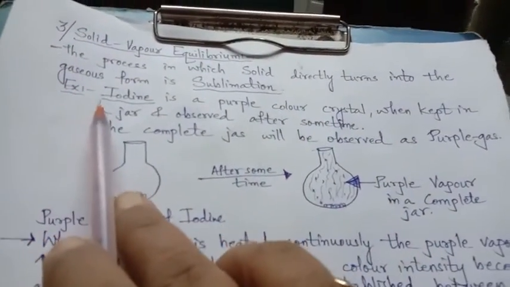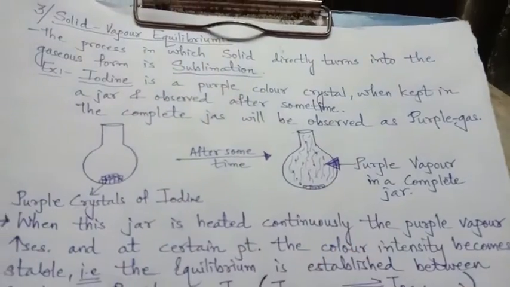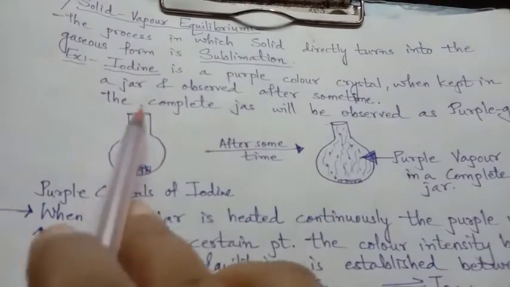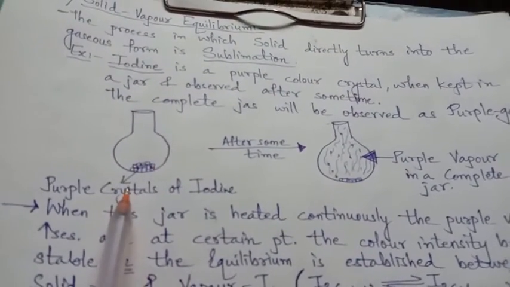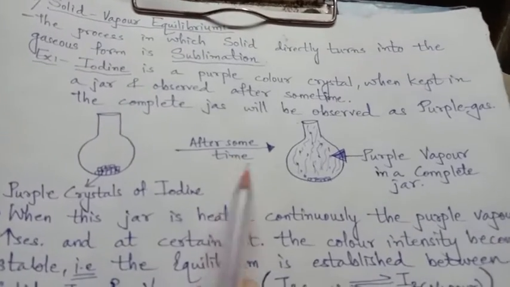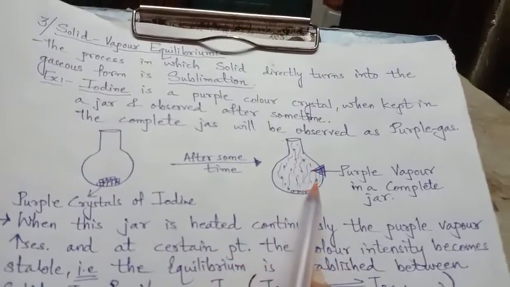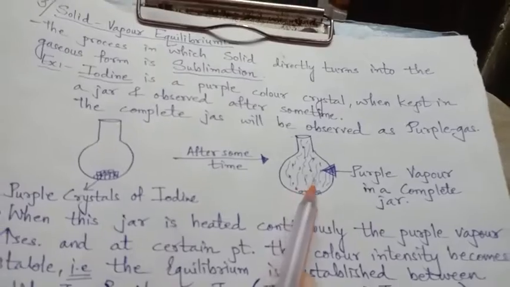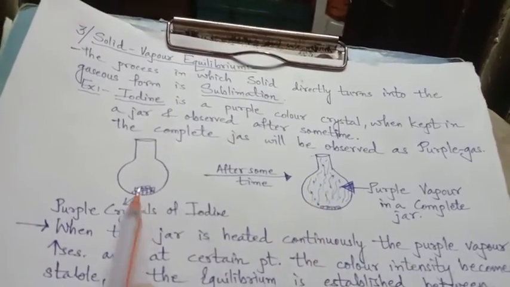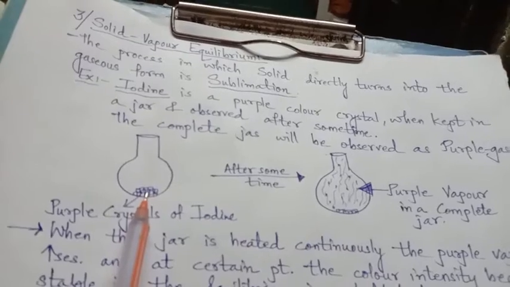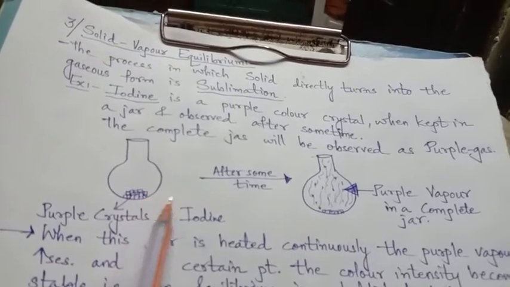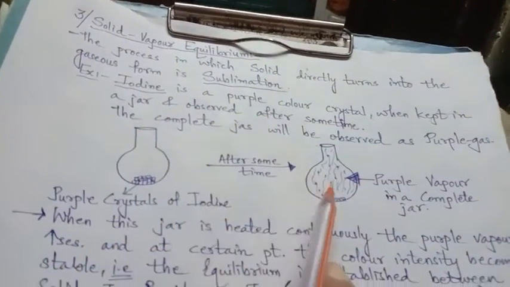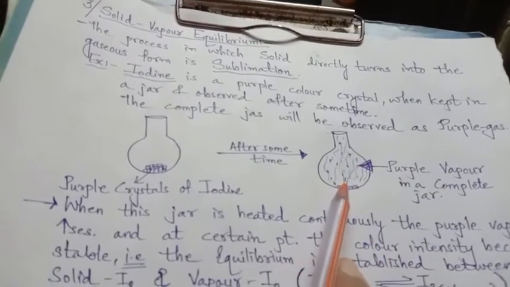The example of sublimation is iodine. Iodine is a purple color crystal when kept in a jar. When this jar is observed after some time at normal temperature, we can see that the whole jar appears to be filled with purple color, that is, purple vapor fills the complete jar. So this was the solid form of iodine crystals, and after some time at normal temperature, the solid iodine has converted to the gaseous state, that is the vapor.